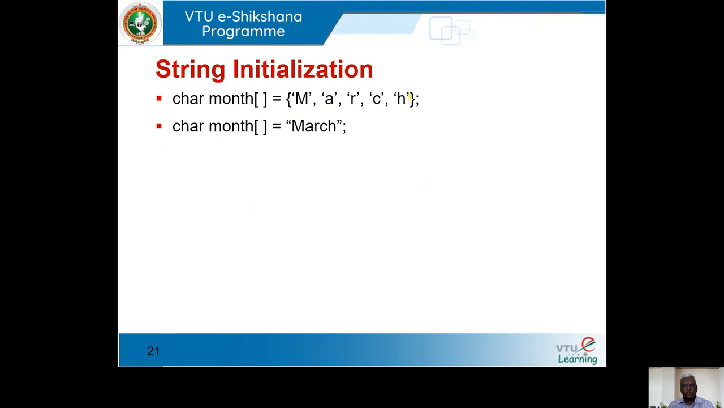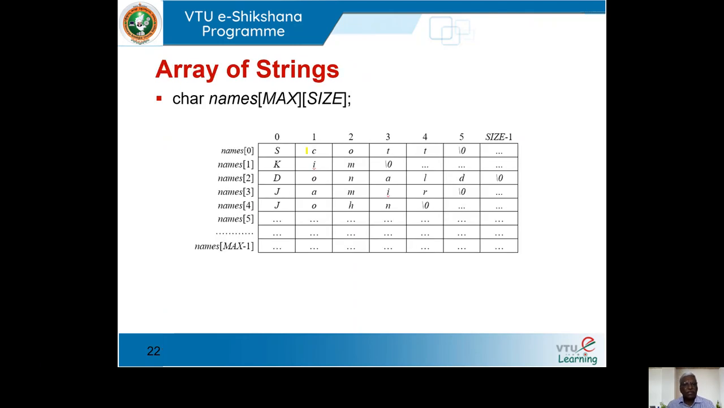So either you can do it like this, with individual characters, which is something like array initialization, whereas this one is a string initialization. You can enclose it with double quotes and automatically a null character is attached, and this variable month is now a character string having the characters m-e-r-c-h. So both are the same, only the way in which you are doing it is different.